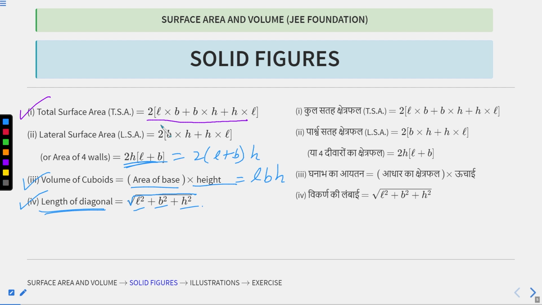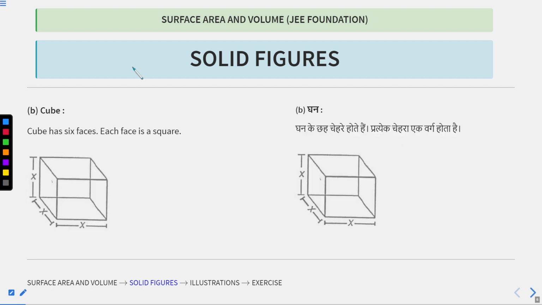Let's move to the next. Now, in the case of a cube, it is a special case of the cuboid, because in a cuboid we took length as L, breadth as B, and height as H.